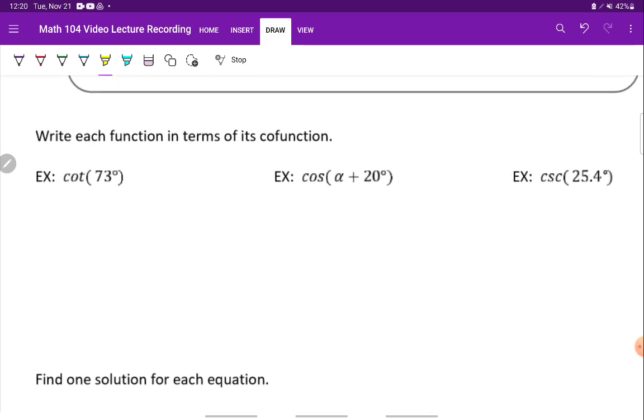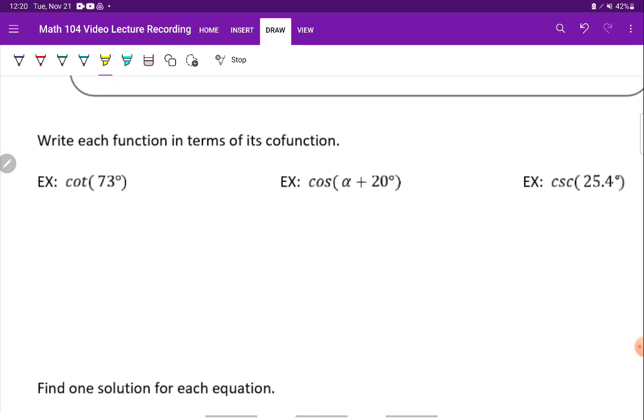So let's practice rewriting a function in terms of its cofunction. We have cotangent of 73 degrees. So the cofunction to cotangent is just tangent. And then we need to also change the angle by finding the complement. And we get 17 degrees.